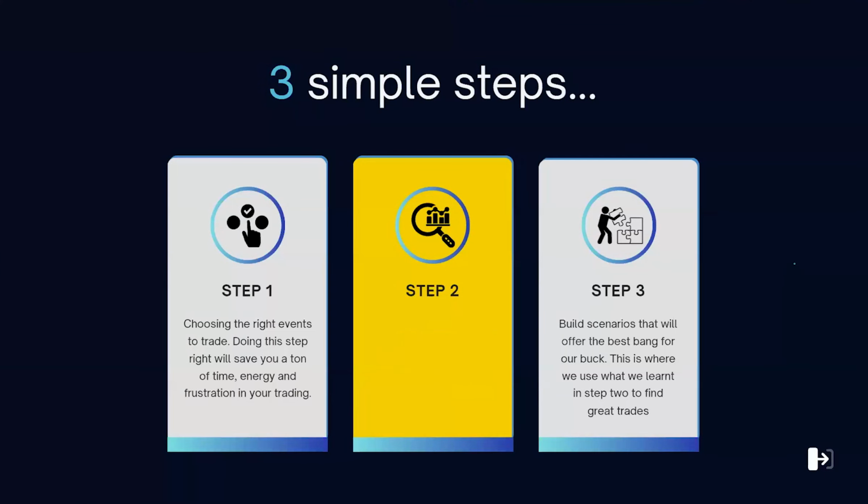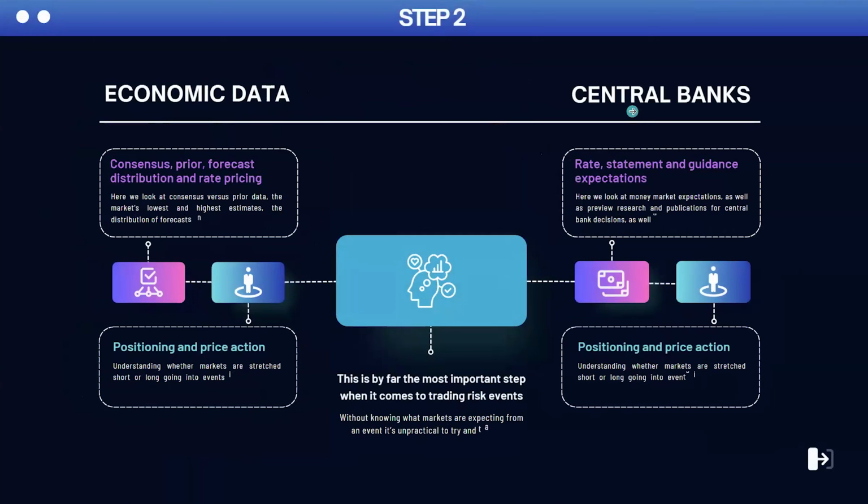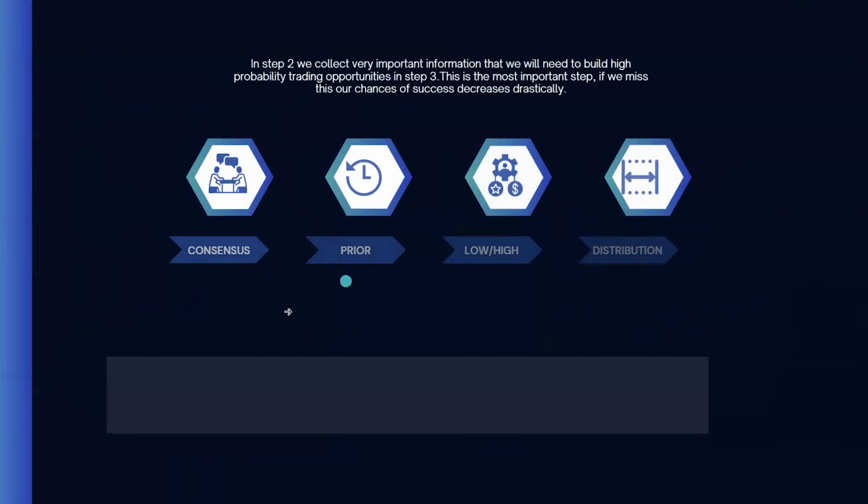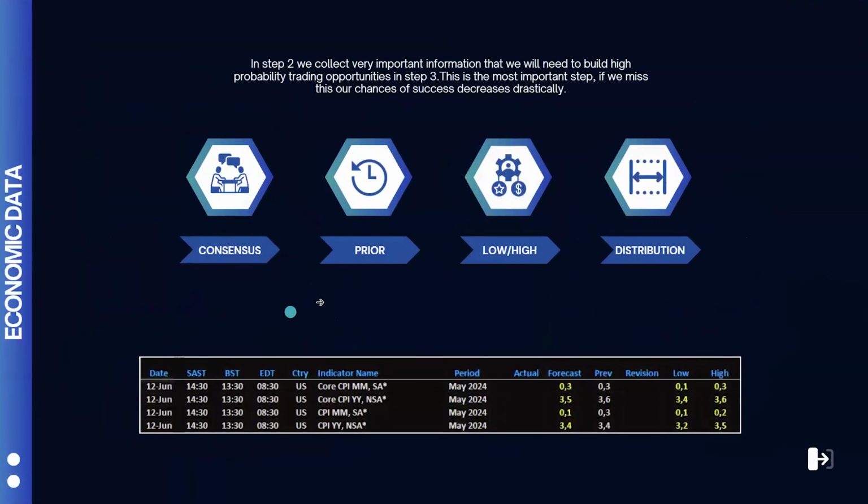And what we'll do is we'll break it down between both economic data and central bank decisions. For economic data, we have 2 components we need to analyze. Firstly, we need to look at the calendar, find out the consensus, the prior, the forecast distribution, and look at rate pricing. And then secondly, we also have to look at positioning and price action information, pre-positioning, if you will. So let's start with the calendar composition, and let's start with consensus.